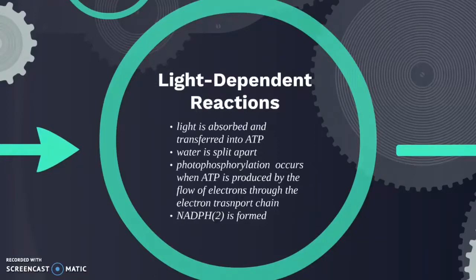To start, light is absorbed by Photosystem II and Photosystem I in the thylakoid membranes. ATP is then produced as the exergonic flow of electrons through the electron transport chains is coupled with the phosphorylation of ADP into ATP. This process of ATP production is known as photophosphorylation.